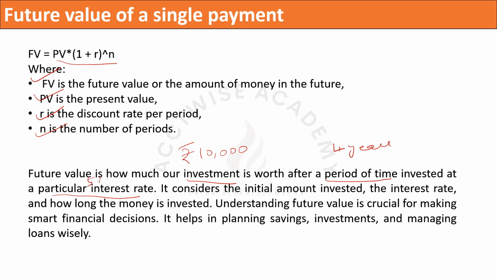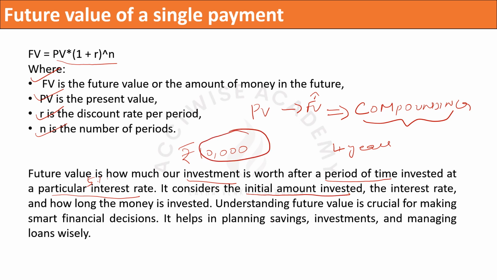So here now we are going from present value to future value. So what is it called? Correct, compounding. Okay, so the money is going to be more now. So it is called compounding. It considers the initial amount invested, that is rupees 10,000, the interest rate 5%, and how long the money is invested. Here it is 4 years. Understanding future value is crucial for making financial decisions like planning our savings, investments, and managing our loans wisely.